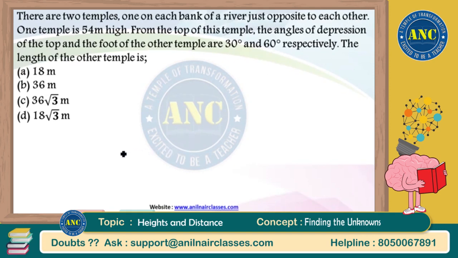each other. That means there is a river with two banks. First of all, I will call this river BC. B is one bank of the river, C is the other bank of the river. There are two temples. The first temple, I will represent it as AB. This is the first temple. And there is another temple, I will represent it as DC. These are on the two banks of the river, just opposite to each other.